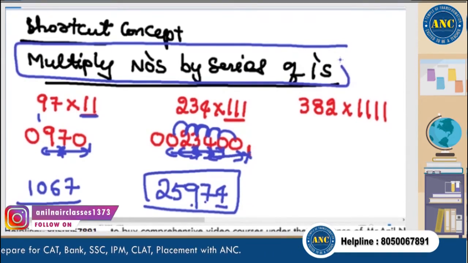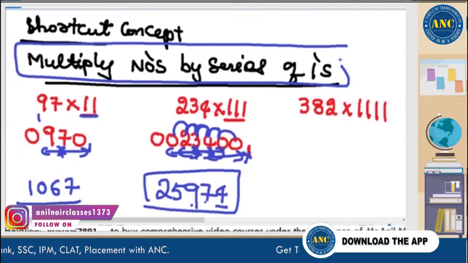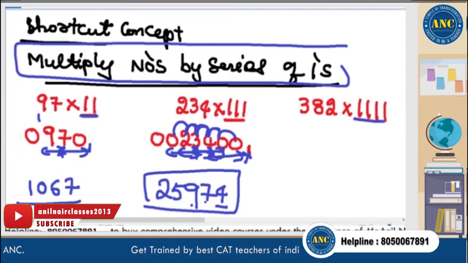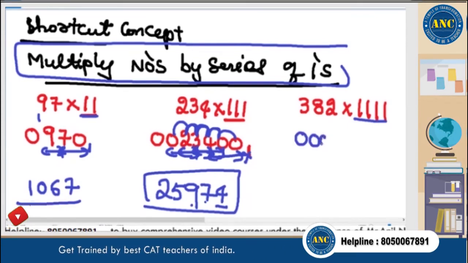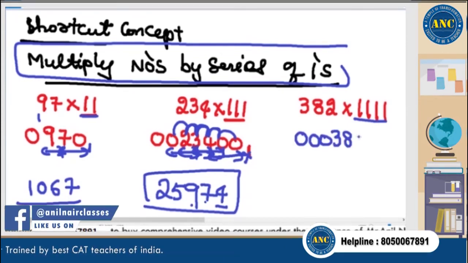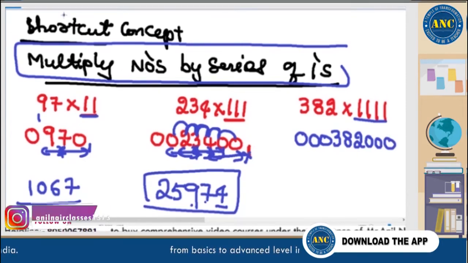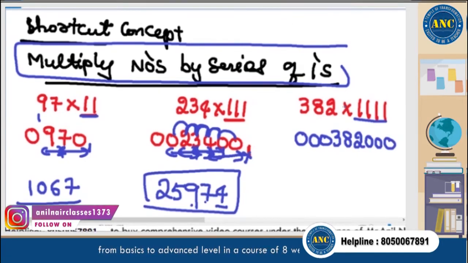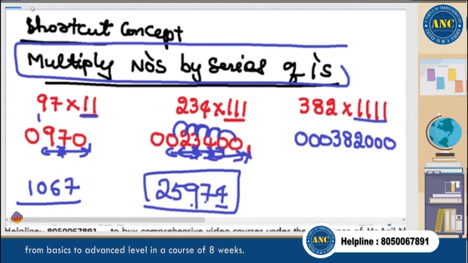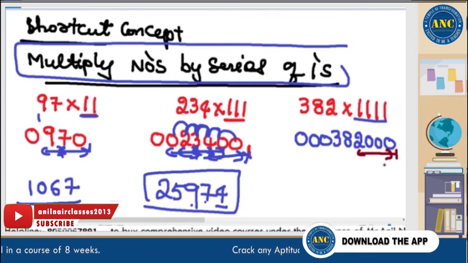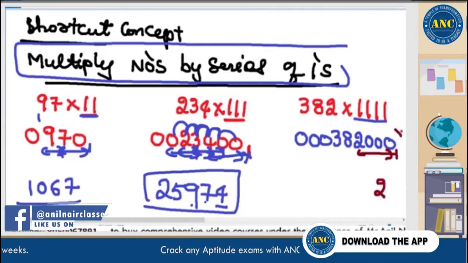The question could be 3 ones also, or 4 ones also. You will get stuck there. Please listen carefully. It is 4 ones. 4 ones means 3 zeros at the beginning and 3 zeros at the end. Because it is 4 ones, keep a group of 4 digits. So start: 0 plus 0 plus 0 plus 2 is 2. This is over.